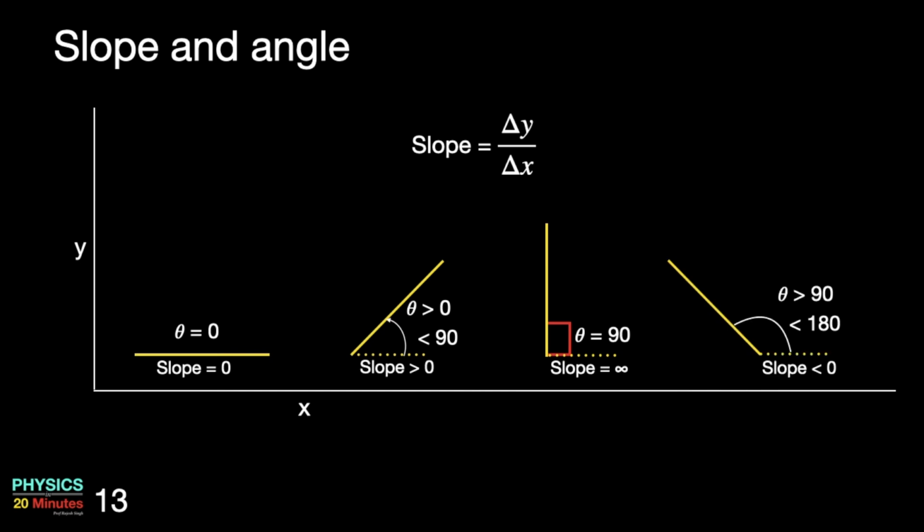What will happen if the line makes an angle greater than 90 but less than 180? Now for such a line, delta y is positive but delta x is negative. Therefore, the slope of such a line is negative. Any line which makes an angle with the x-axis greater than 90 degrees but less than 180 degrees will have a negative slope.